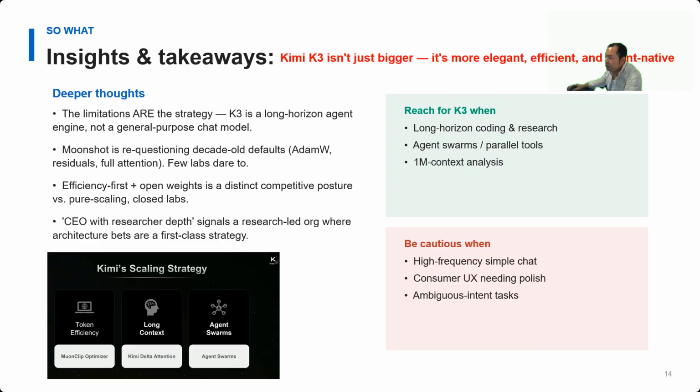So practically, I also list a toolbox on the right, and you can see the decision rules for Kimi K3 on long-horizon coding, research, agent swarms, parallel tools, and mega token analysis, right? And also we need to be cautious for high-frequency simple chat consumer products that need polish, or ambiguous-intent tasks. Kimi K3 isn't just bigger, and I think it is more elegant, more efficient, and more like an agent-native multimodality AI model.